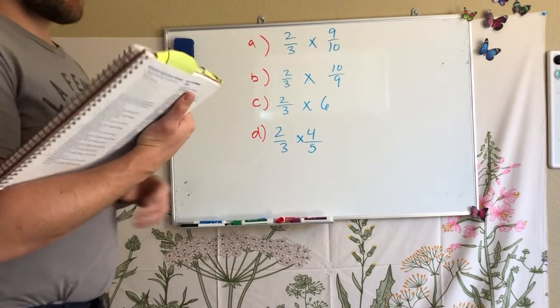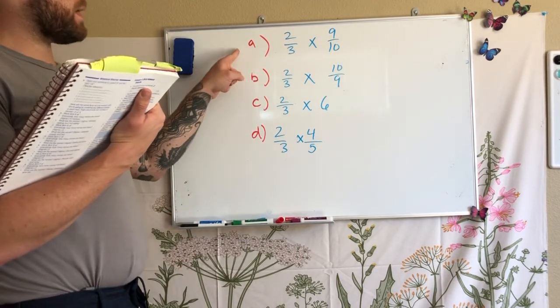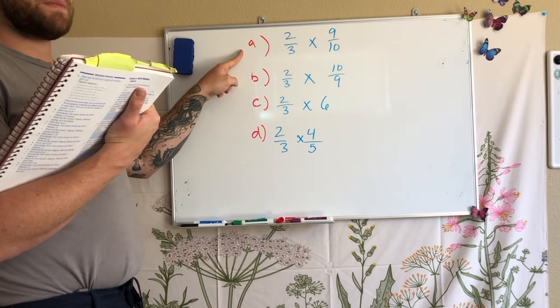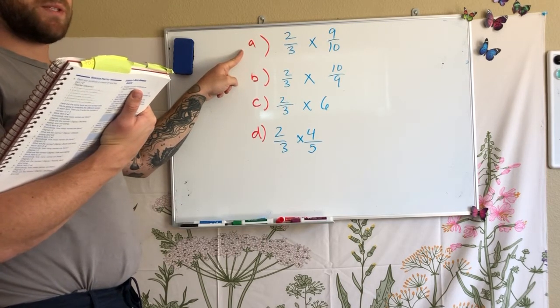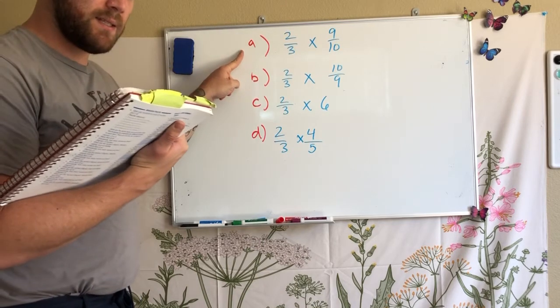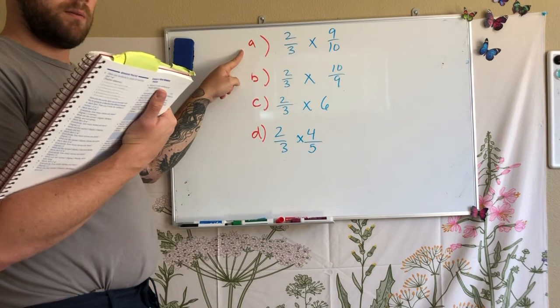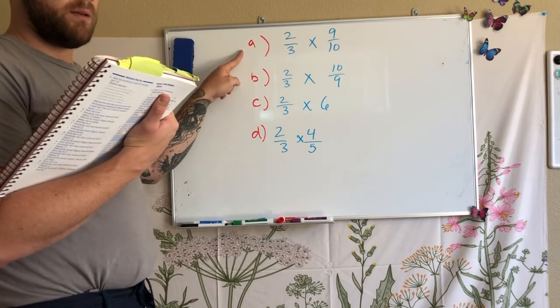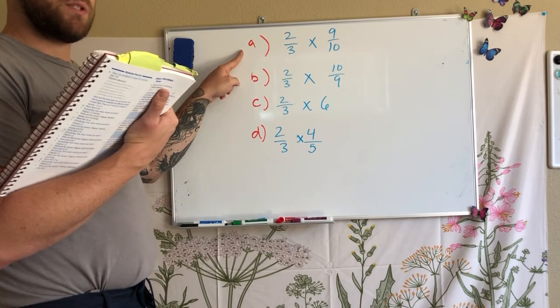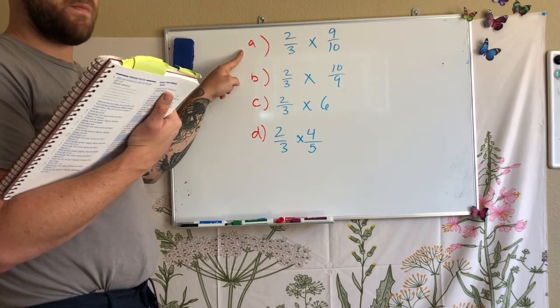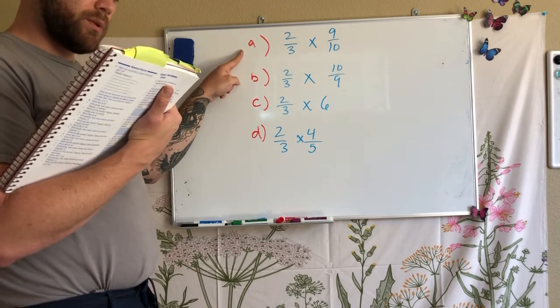Read the problem. Ready? Go. 2/3 times 9/10. What do you multiply 2/3 by? 9/10. Is 9/10 more than 1 or less than 1? Less than 1. So do you end up with more than 2/3 or less than 2/3? Pause the video. Less than 2/3.